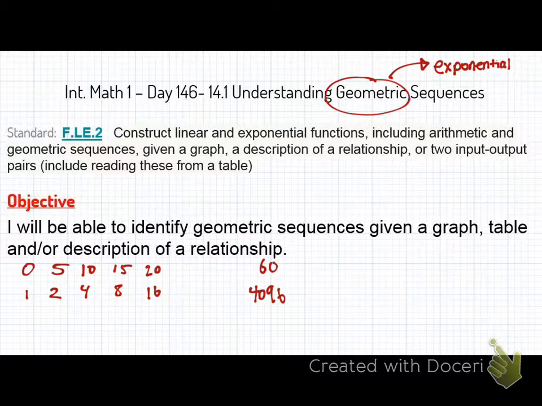1 times 2 is 2. 2 times 2 is 4. 4 times 2 is 8. 8 times 2 is 16. You all see that? Does that make sense? So that's what we're looking at.